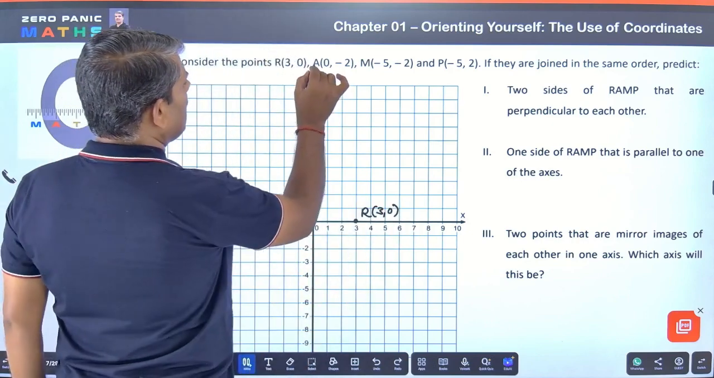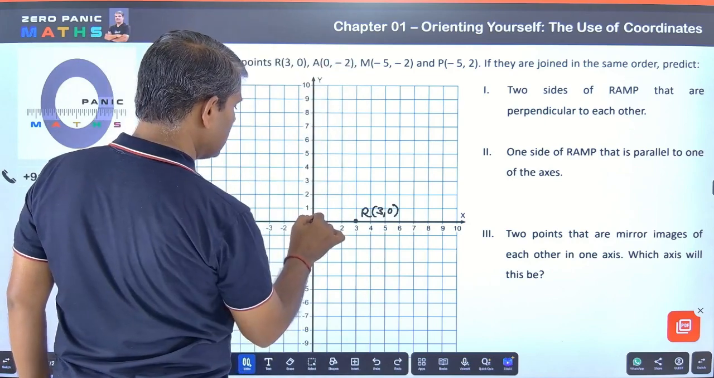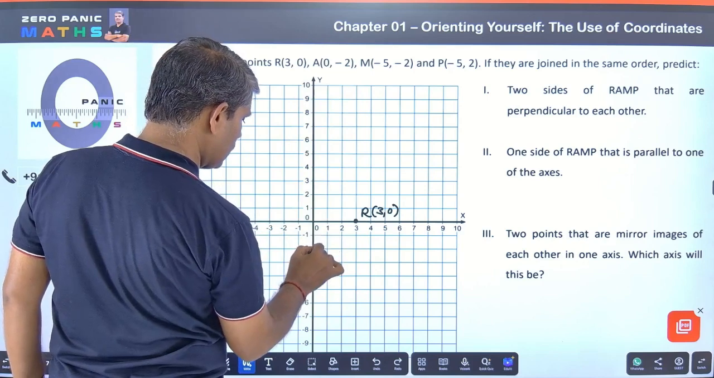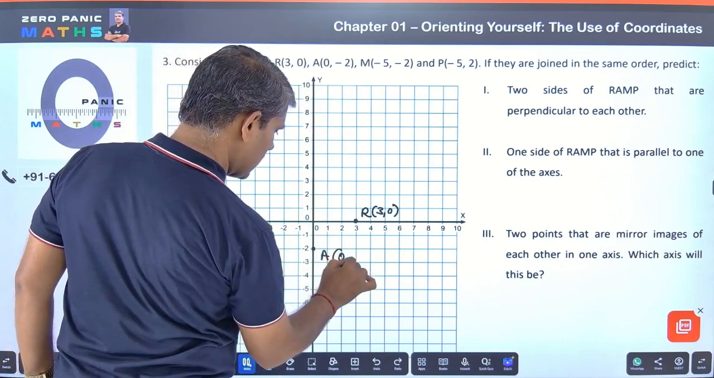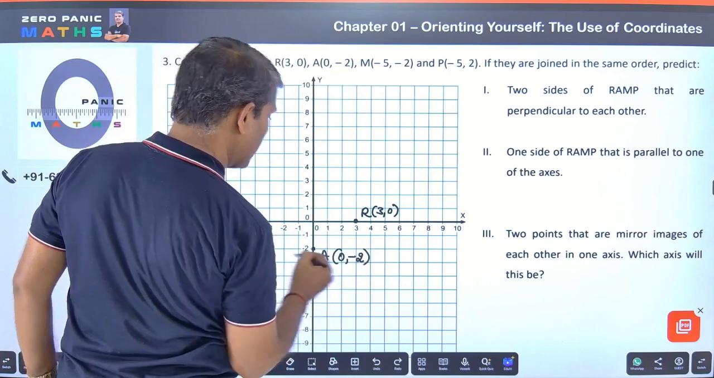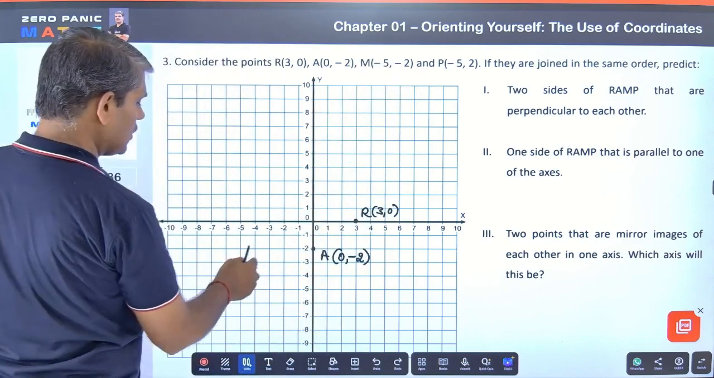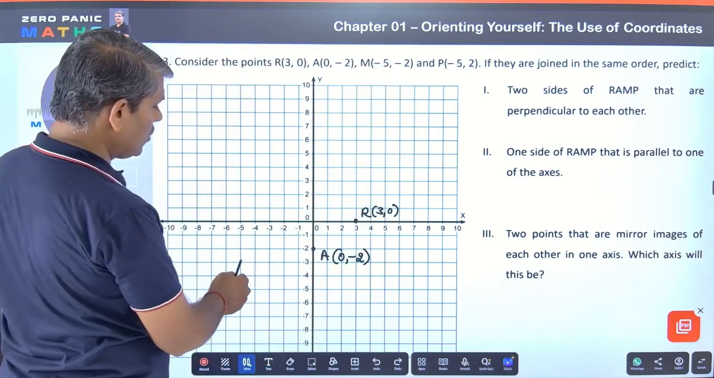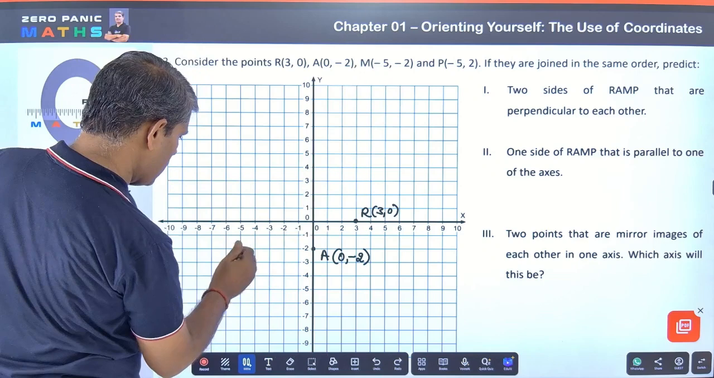Okay, A is (0, -2). So they are saying 0 on the x-axis and -2 on the y-axis. M is (-5, -2). Both the coordinates are negative, so it is in the third quadrant.